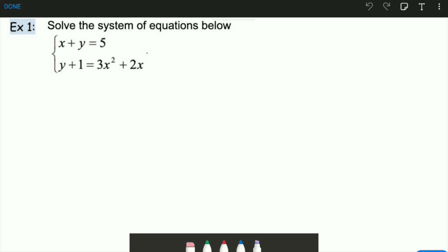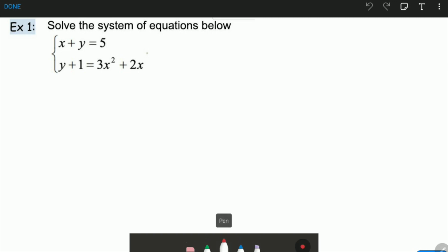Okay, in this video we're going to be solving the system of equations below. So for this system, the first step we're going to do for substitution is to get one of the variables by itself in one of the equations. There is some advice to do before that.